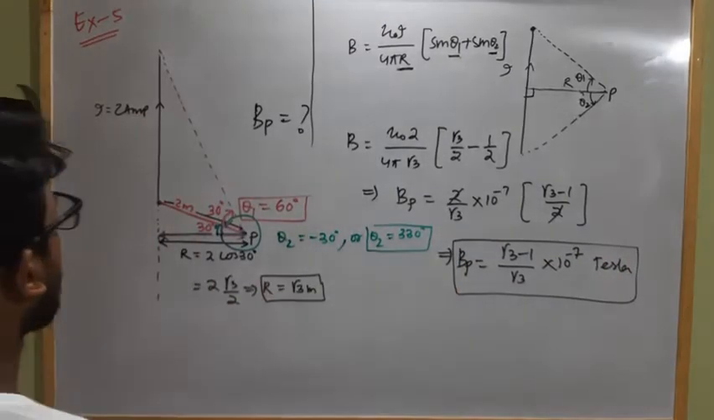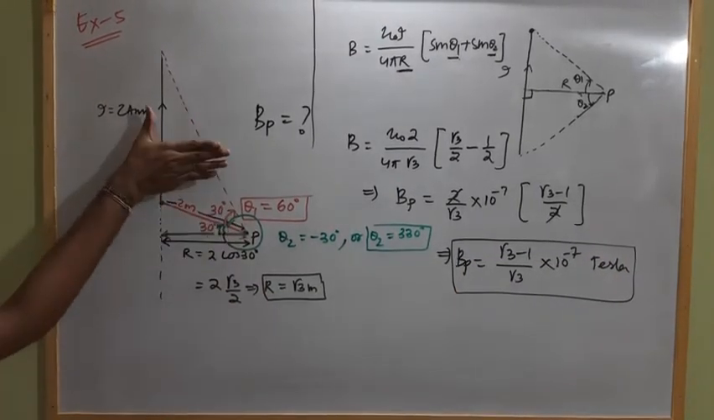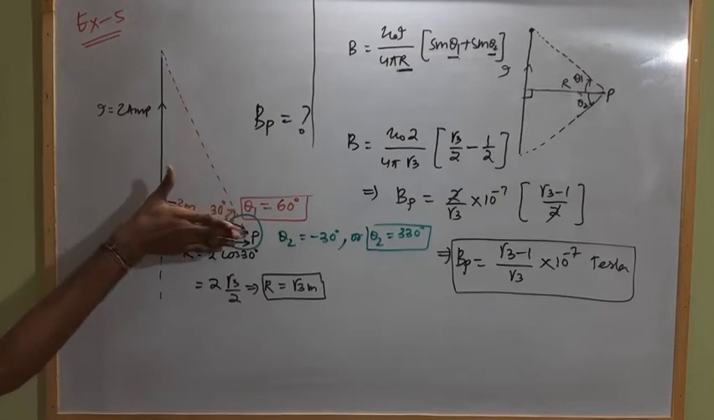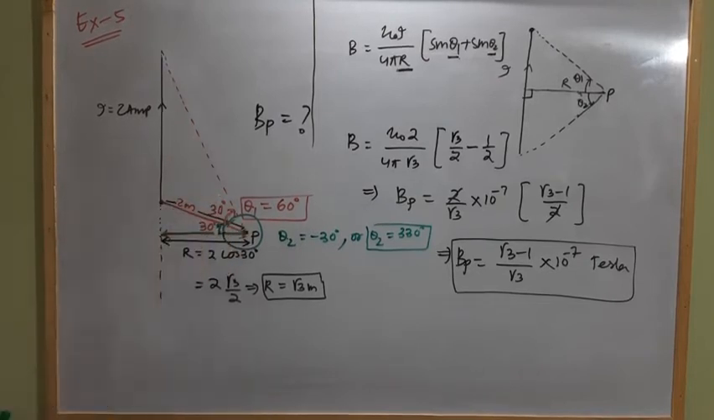And the direction will be again, thumb along the dl vector, fingers along the position vector, and palm along the magnetic field strength. It will be inward.